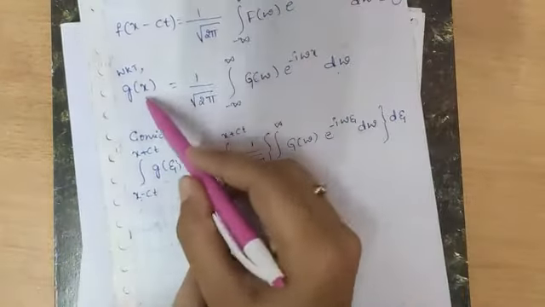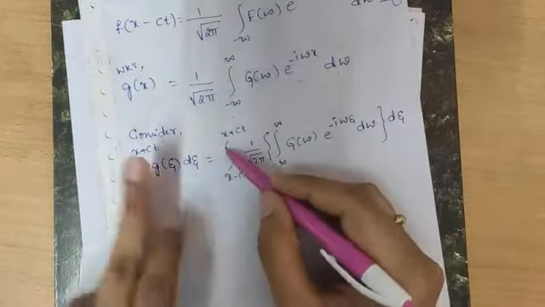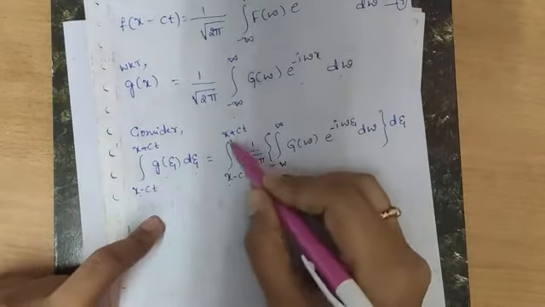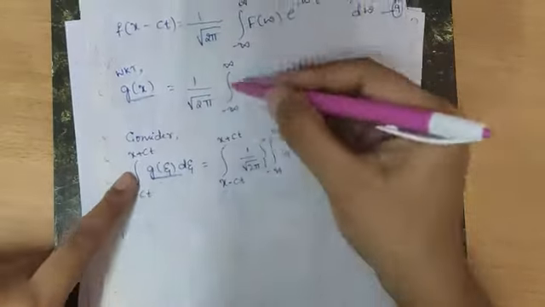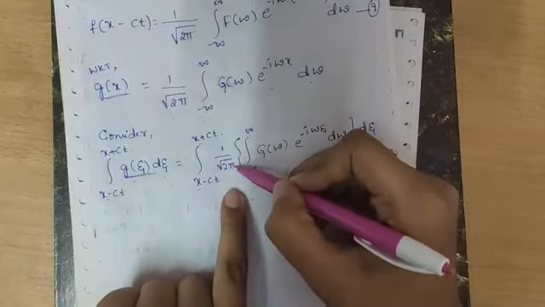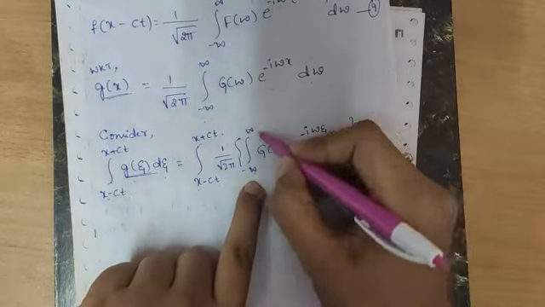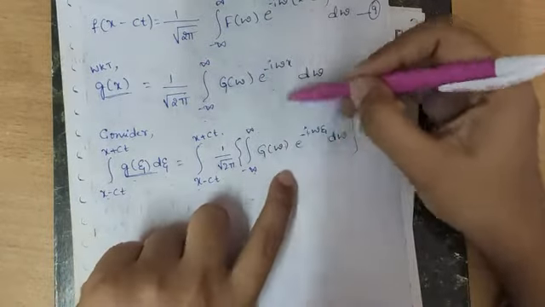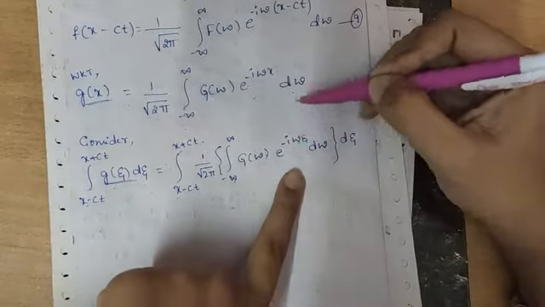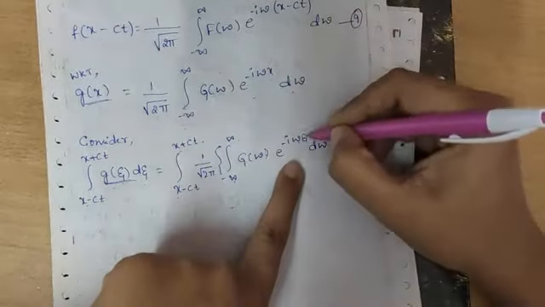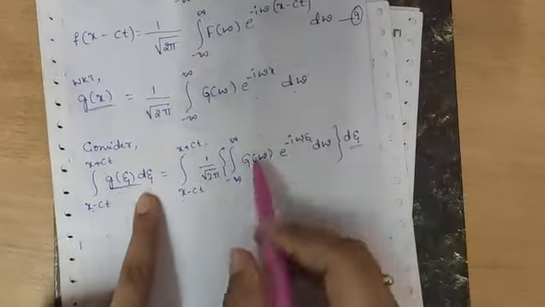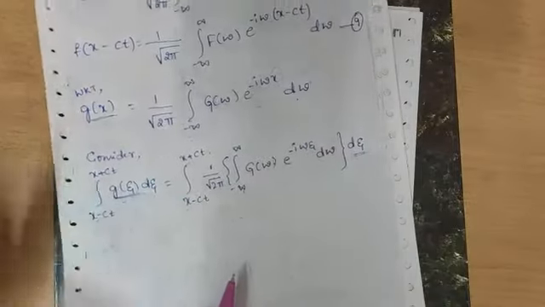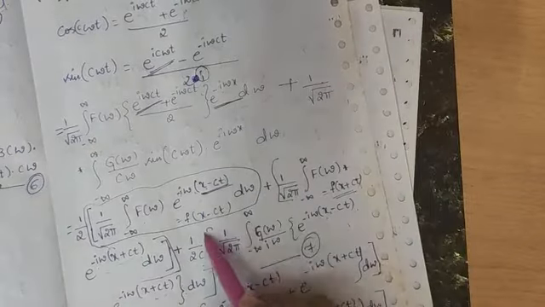Okay. So using this equation you can write integral over x minus ct to x plus ct. In the place of g of xi we have g of x. Just substitute the value 1 over root 2 pi into integral minus infinity to infinity g of omega e power minus i omega. In the place of x we have xi. So I have written xi into d omega into d xi. If you integrate this term, you should get the next part of your equation. Okay, let's check that.